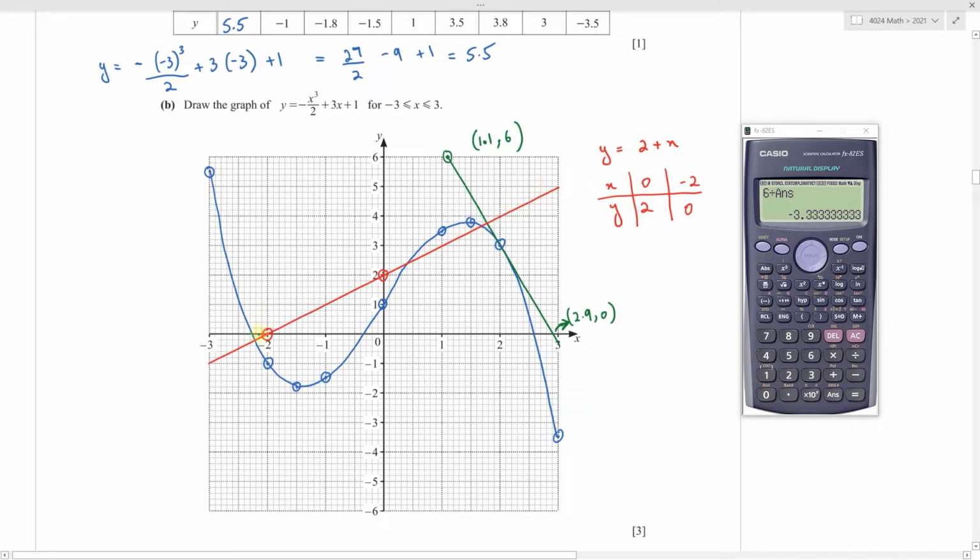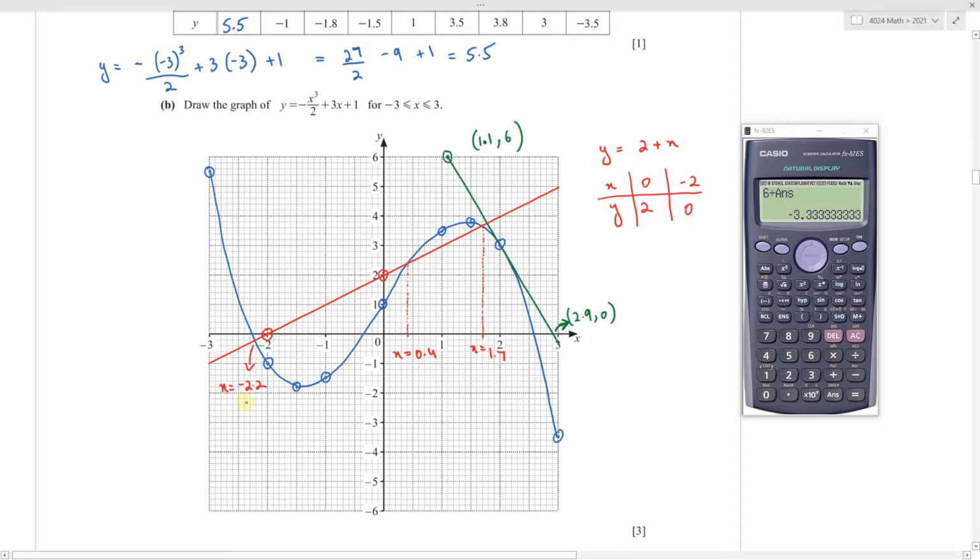So I have 3 intersection points. This one, this here, and this here. So let's write down the x values. So this is minus 2, minus 2.1, minus 2.2. So this intersection is at x equals minus 2.2. This intersection here is at x equals 0.4. And this intersection here is at x equals 1.7.